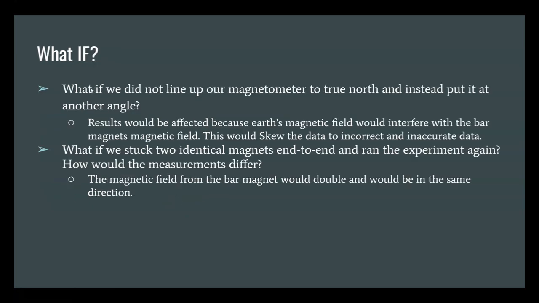So for some what-if questions, what if we did not line up our magnetometer to true north and instead put it at another angle? The results would be affected because the Earth's magnetic field would interfere with the bar magnet's magnetic field. This would skew the data a little bit to incorrect and inaccurate data. What if we stuck two identical magnets end to end and ran the experiment again? How would the measurements differ? For this, the magnetic field from the bar magnet would double, but it would still be in the same direction.